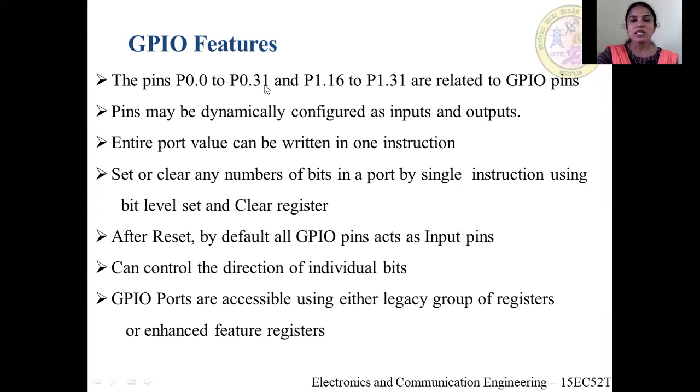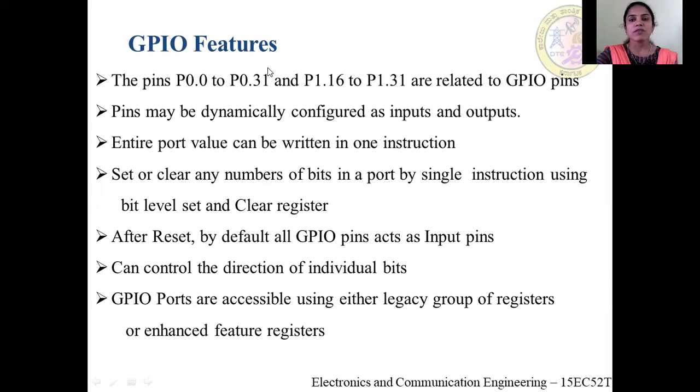Here port 0 is a 32 pin port. All 32 pins we can read together, or we can write data into the port pins at a time. That is, the entire port value can be written in one instruction. There are some sets of instructions used to access these port pins by using only one instruction. Either we can read all the data or write all the data at a time into the port pins, or we can set or clear any number of bits in a port by a single instruction using the bit level set and clear registers. So there are two options.